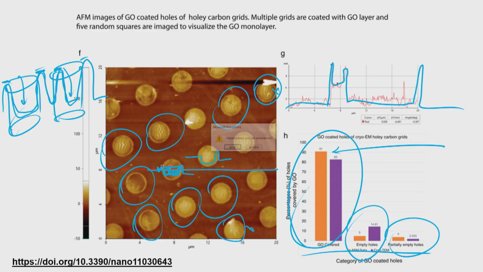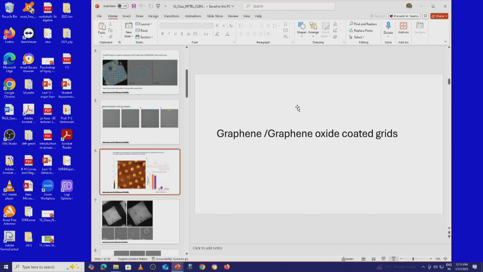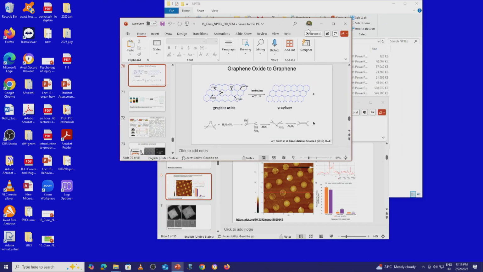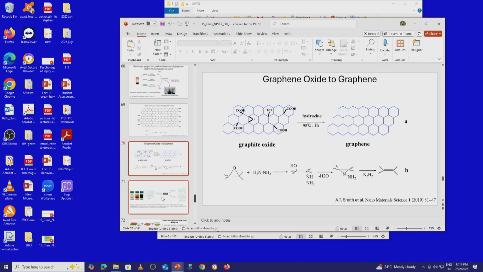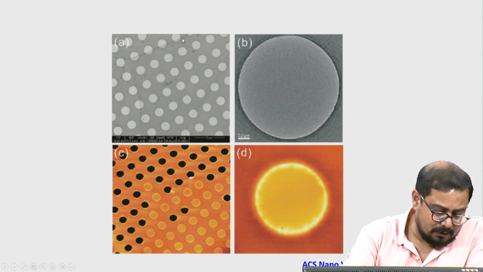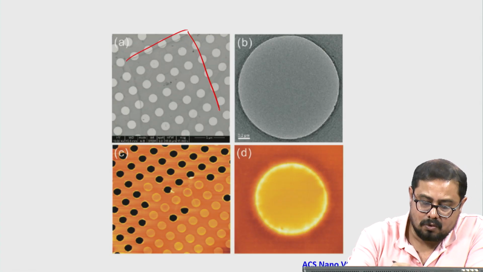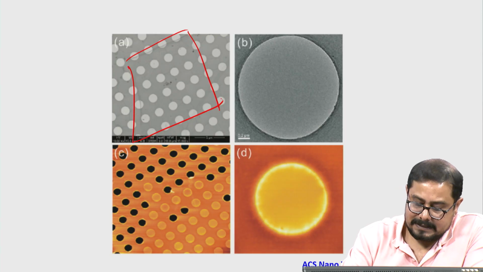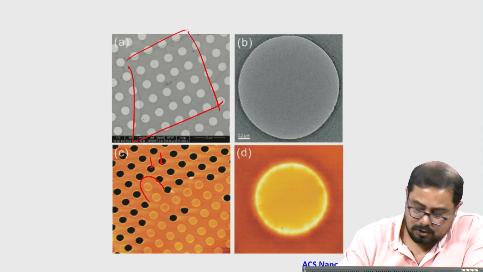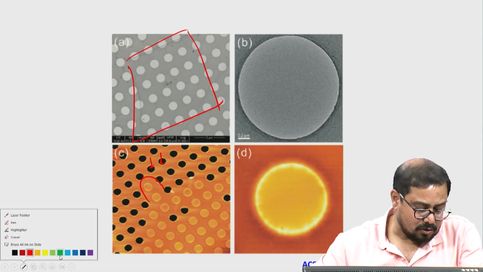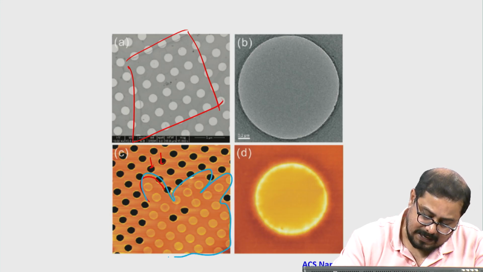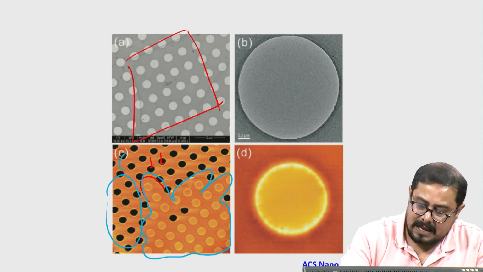So, if we go into a little bit more detail to see the AFM image, how this graphene oxide layer is looking. If we consider this one, you can see this is a graphene layer coating those holes, and this is again an AFM image where you can see those are the empty holes, and these are the holes which are coated with the graphene layer.